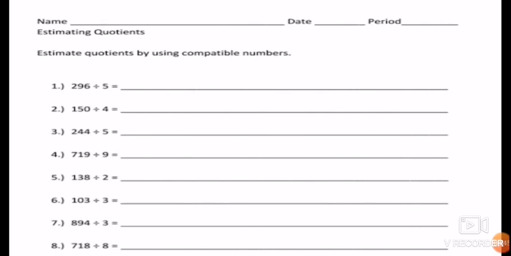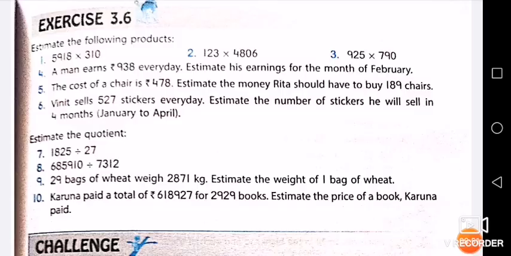Now we'll move to exercise 3.6 which we were doing. We started exercise 3.6 in our last video, and we have completed half the exercise, which is questions 1 to 6, estimate the following product. So today we will start with estimate the quotient, from the 7th question.